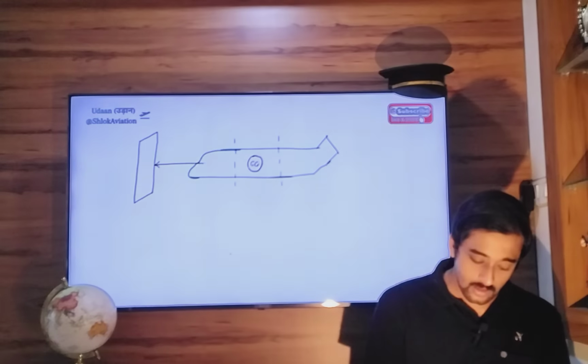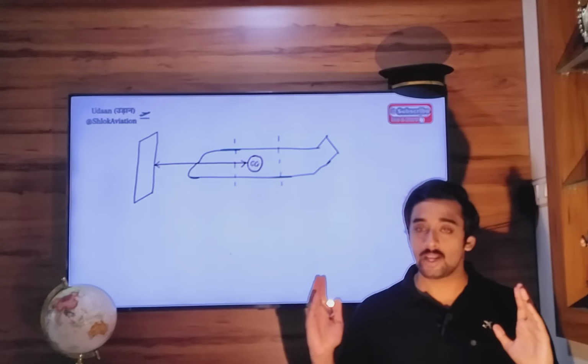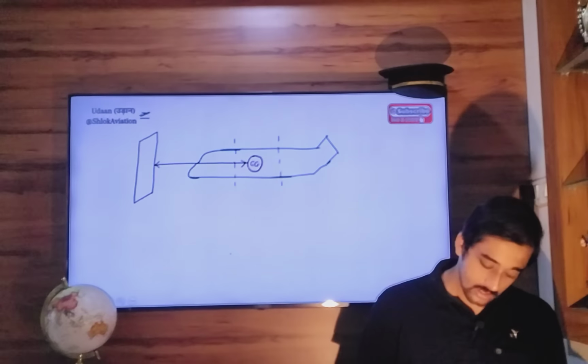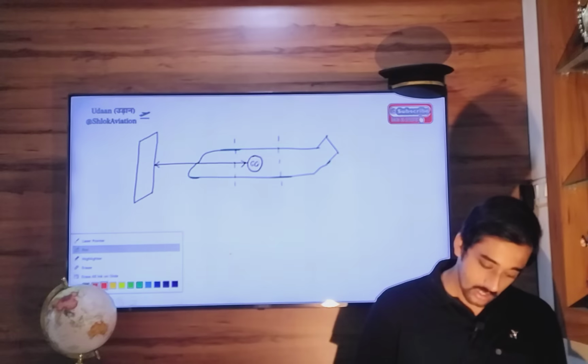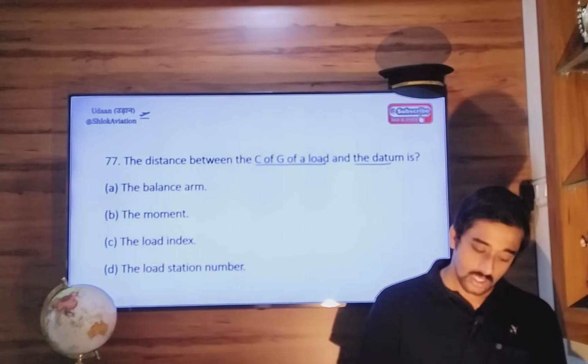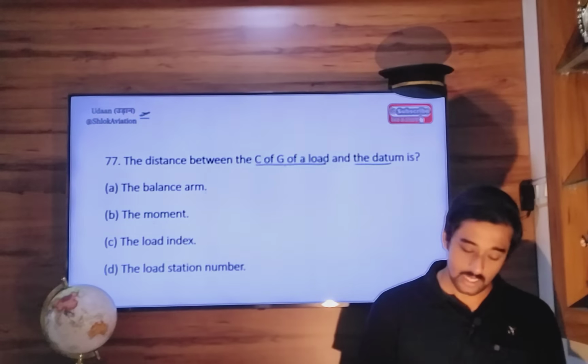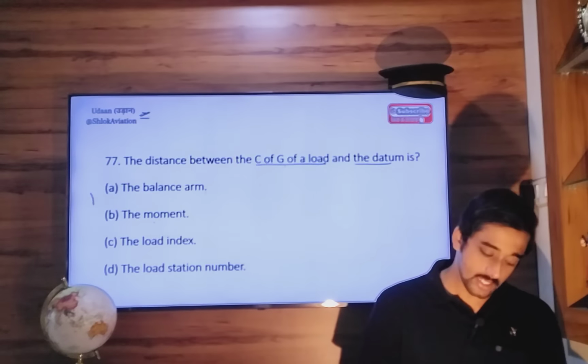So now the distance between the datum and the center of gravity of an object is called balance arm. Okay. So the distance between CG and the datum is balance arm, also called moment, load index, load station number. So balance arm.